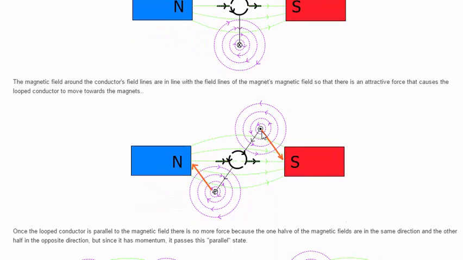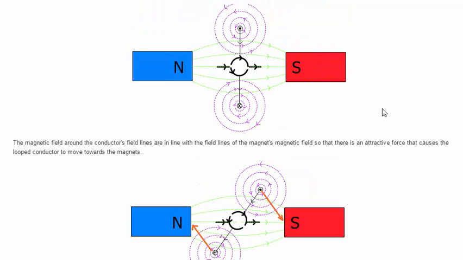Again, as it's being pushed more towards there, now when it gets to this point, once again it is being attracted by this one, because the field lines that are closer are in the same direction as these field lines. So it's being attracted there. The same here, the field lines that are closer are in the same direction, that's why it's being attracted. There, I've got it now.